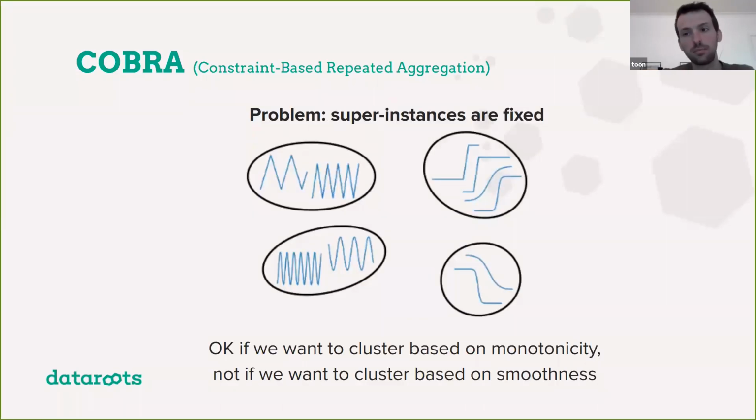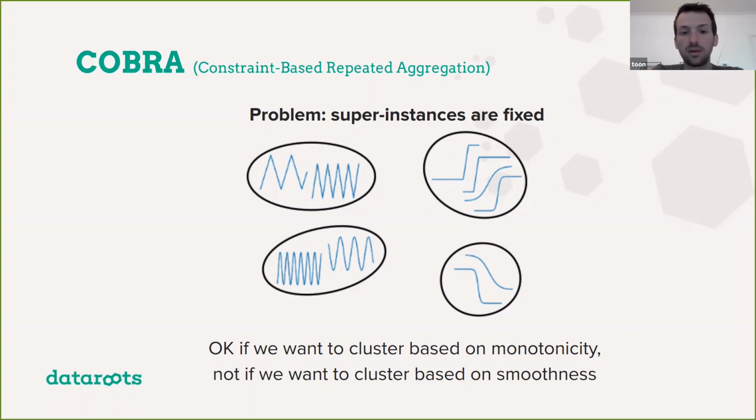Okay, so this works, but it has an obvious problem, right? The first step of COBRA is to just generate a number of super instances, which immediately raises the question, well, how many super instances should we generate? If we generate a lot of them, we will probably get to a good clustering, but we will have to answer a lot of pairwise queries before we get there.